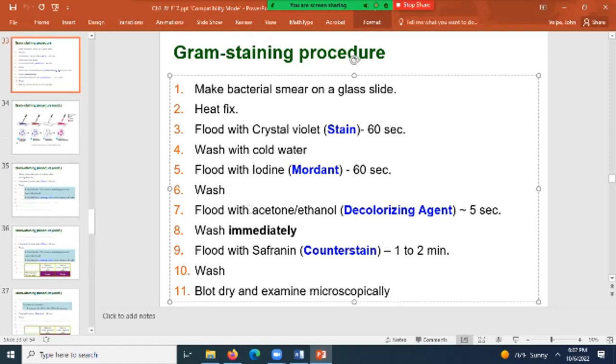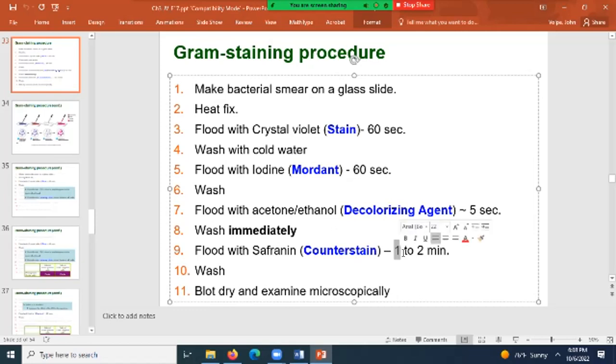You then flood the slide with acetone and ethanol. These are decolorizing agents. You only use them on the slide for around 5 seconds. You then wash immediately to wash away the decolorizing agent. And then you flood the slide with safranin for 1 or 2 minutes. Usually with the safranin that is given in our lab, 1 minute is sufficient.